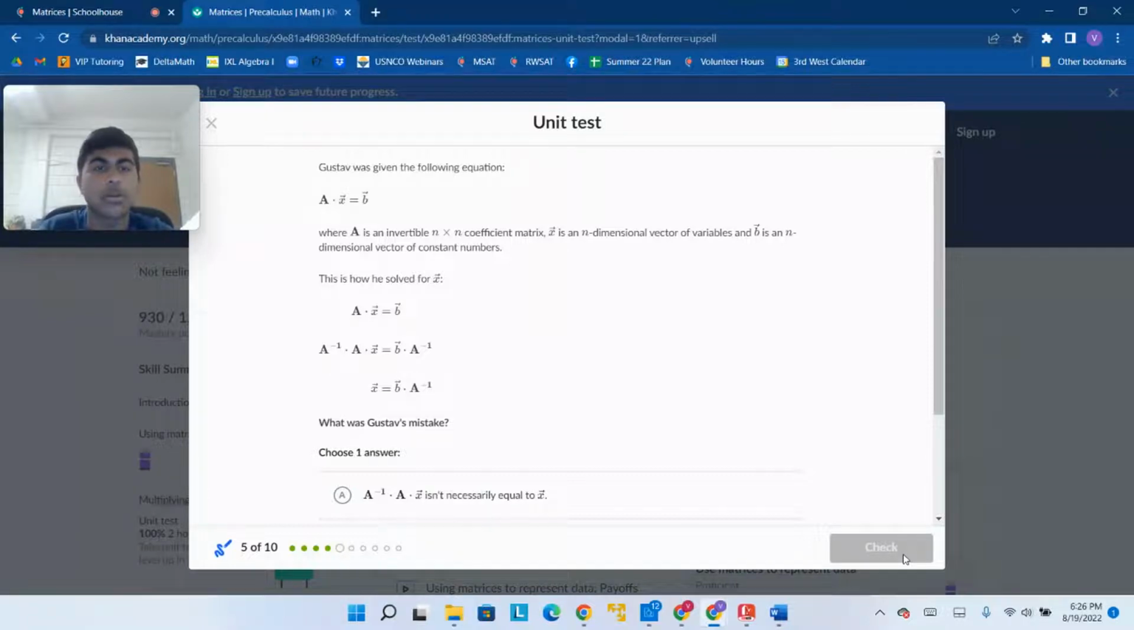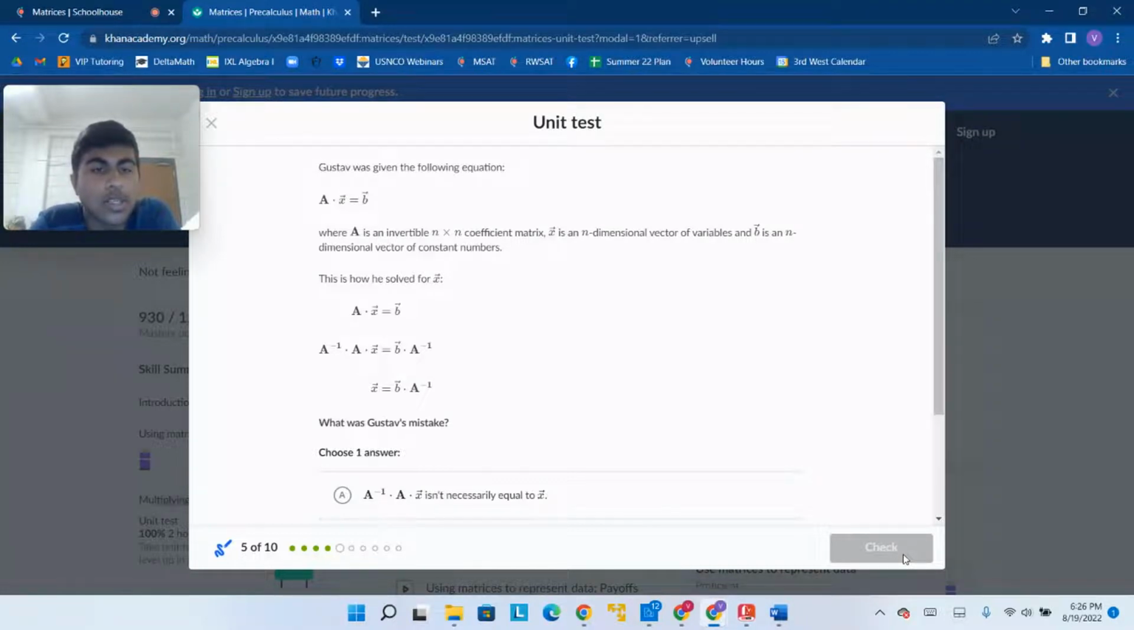Gustav was given the following equation. A times vector x equals vector b. A is an invertible n by n coefficient matrix. X is an n-dimensional vector. B is an n-dimensional vector. That's how we solved. Let's see.